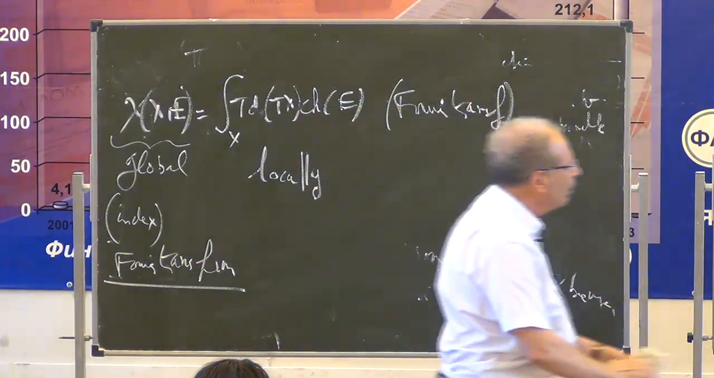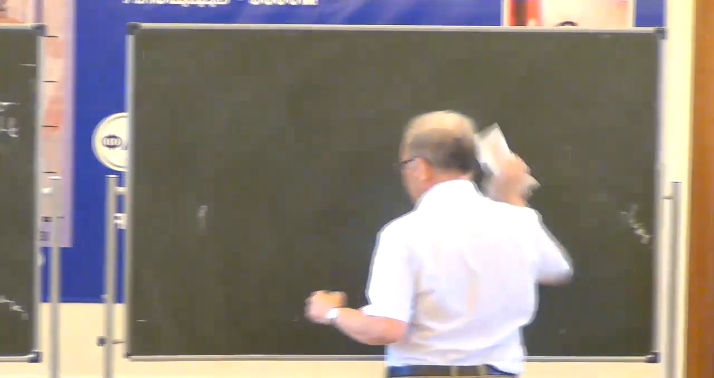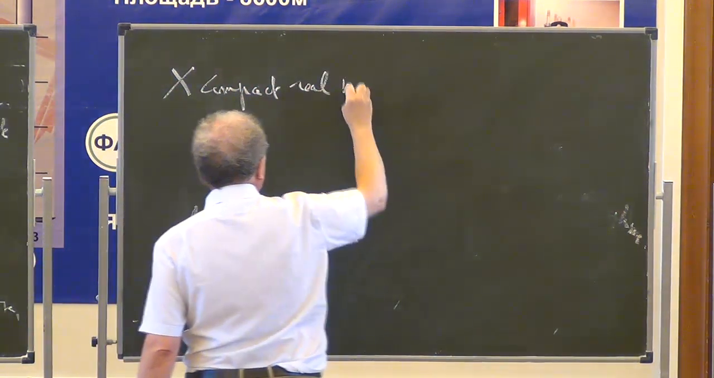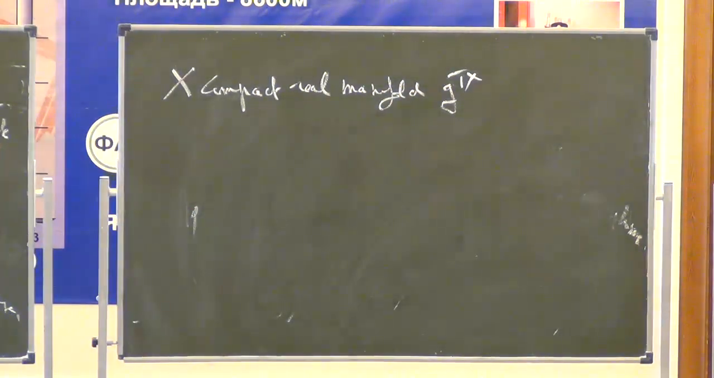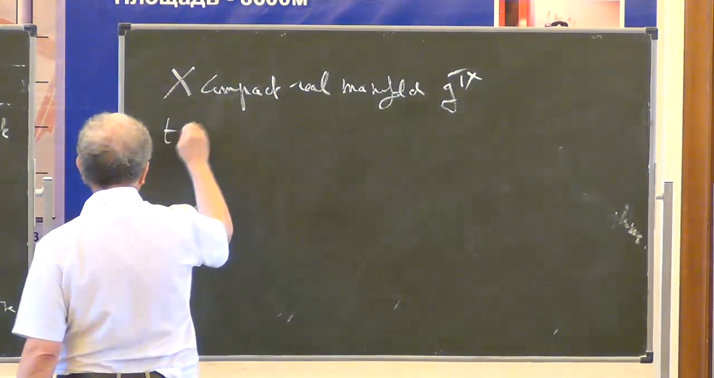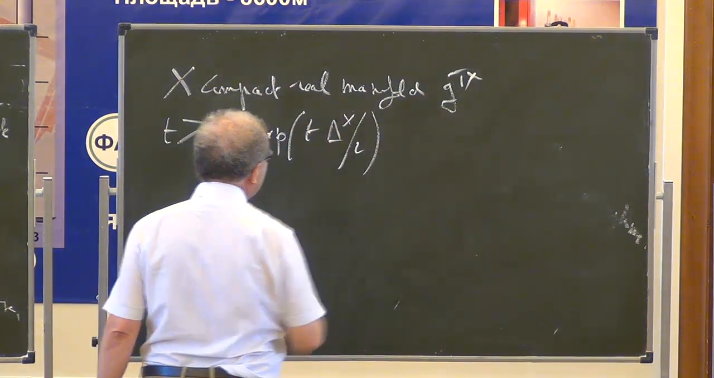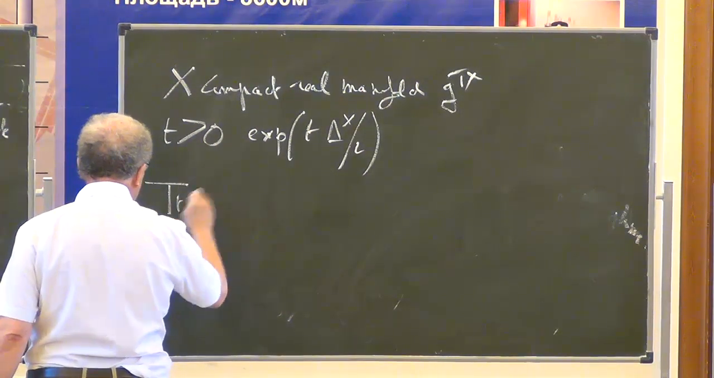Okay, so I will not develop a complete theory of this. I will just explain a special case, which is the question of the trace formula. So let me now take the case of X to be a compact real manifold equipped with a Riemannian metric g^{TX}, and I take t positive, and I take the heat kernel, exponential of t Δ^X over 2. And then I'm going to look at the trace of the heat kernel.